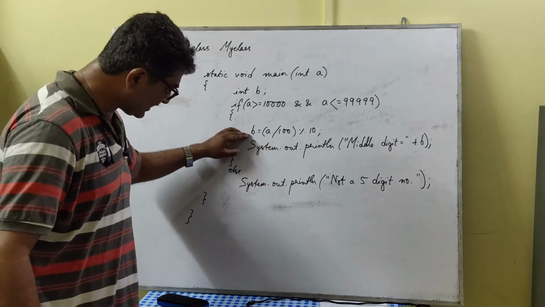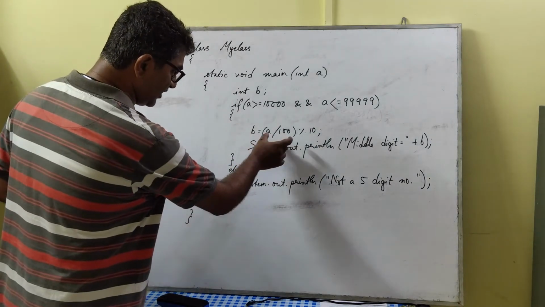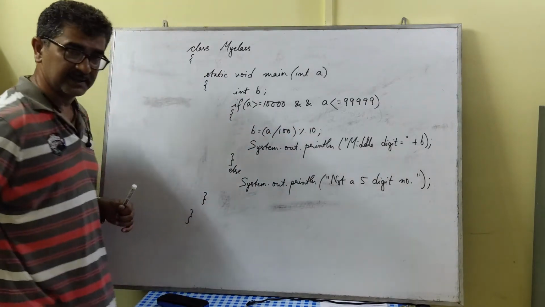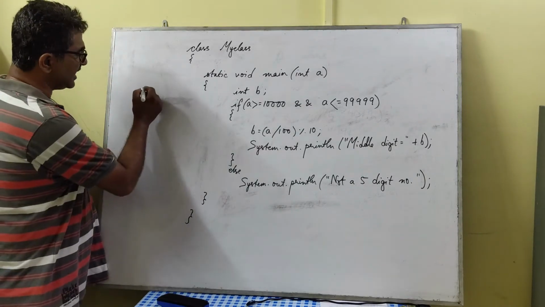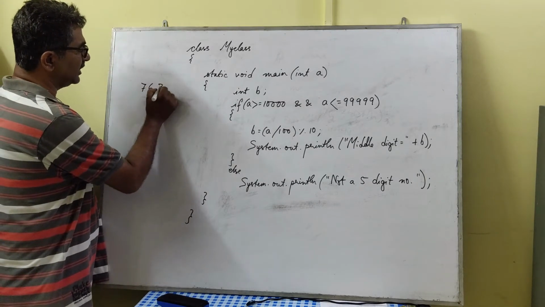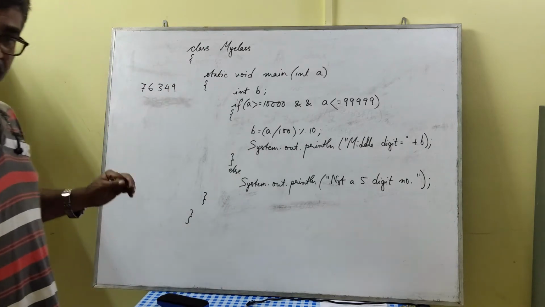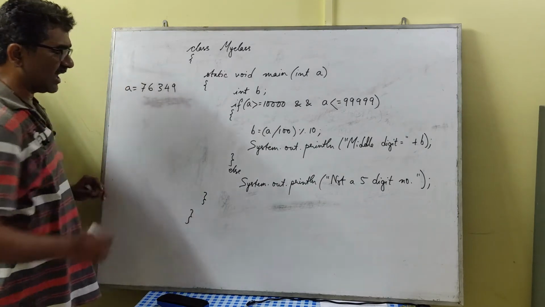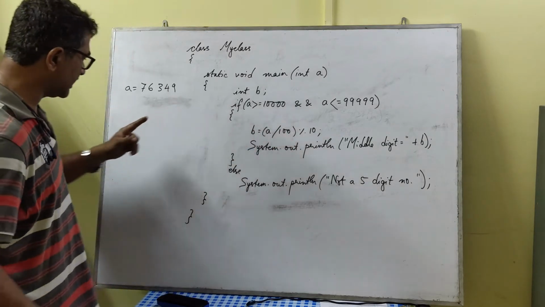Now look at this next statement. b equal to (a / 100), written within parentheses, which is executed first, modulus 10. Now what on earth is it doing? Let's try to understand. Let me take a random number as an example, 76349. Suppose this is the 5-digit number. Now what is written over there? b equal to a by 100.